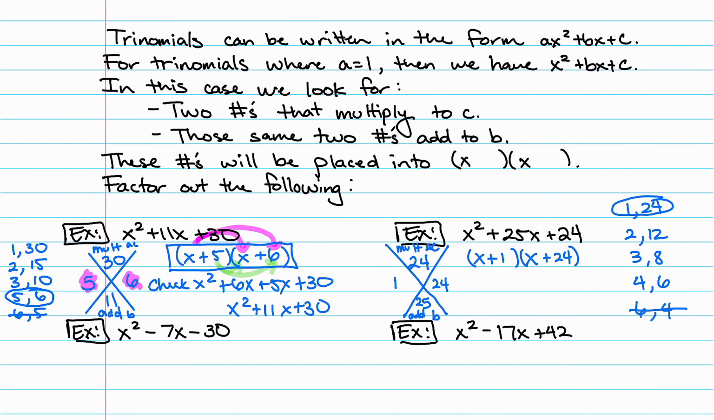I'm going to actually check this a little bit faster now. I'm just going to go ahead and distribute like I did on that first problem. That's going to be x times x and then x times 24. That gives me an x squared plus 24x. And when I distribute the other one, I get 1 times x and 1 times 24. That's going to be a plus x plus 24. And when I combine like terms, I get x squared plus 25x plus 24. And sure enough, that works as well.